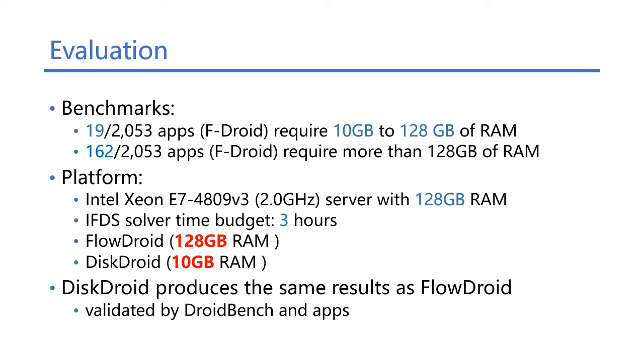In the rest of the apps, there are 19 apps taking 10 to 128 GB of memory to analyze, and FlowDroid cannot analyze the other 162 apps under the memory budget of 128 GB. In the experiments, we limit the memory usage of DiskDroid to 10 GB and that of FlowDroid to 128 GB. DiskDroid produces the same results as FlowDroid, validated by DroidBench and apps.